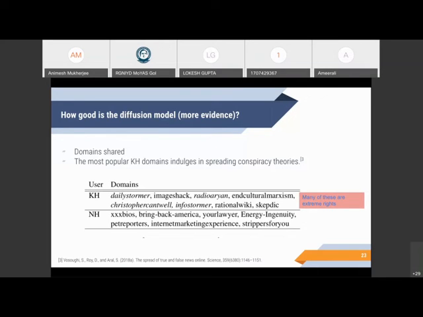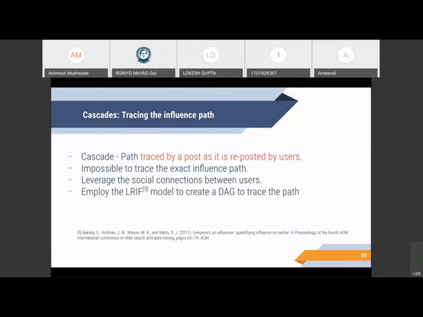Now, what is the chi-square value formula? This is the formula: Oij minus Eij whole square divided by Eij. So let's see what happens here. For the first one, O11 minus E11 whole square divided by E11. For the second, O12 minus E12 whole square divided by E12, like this one.